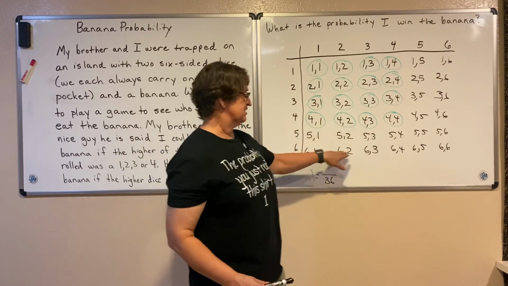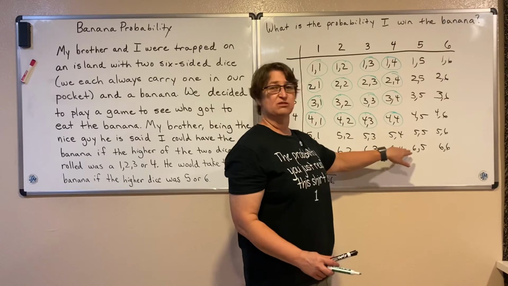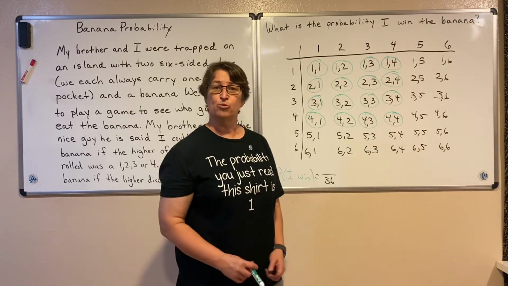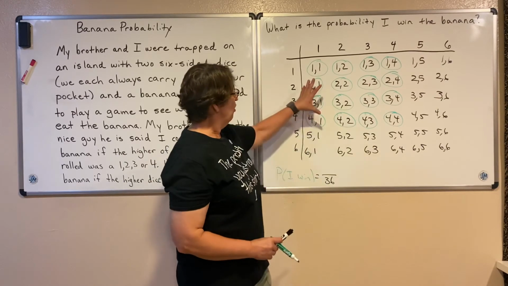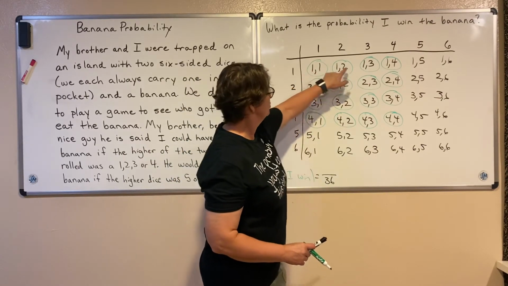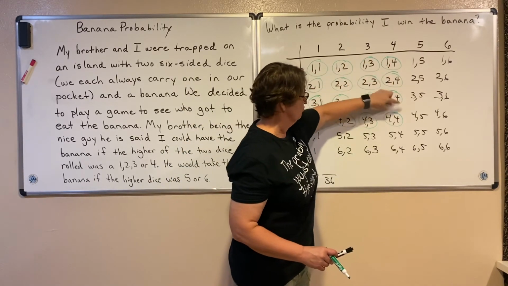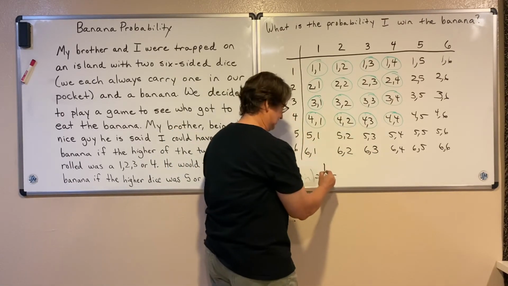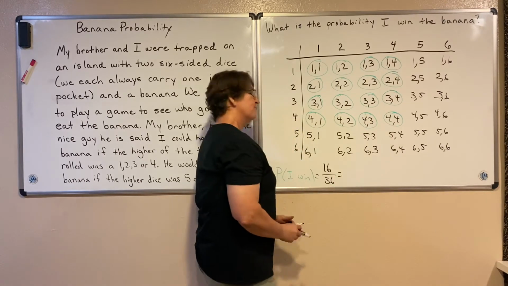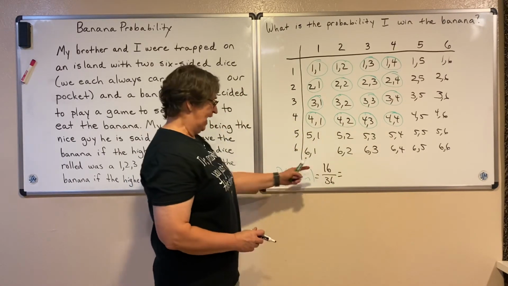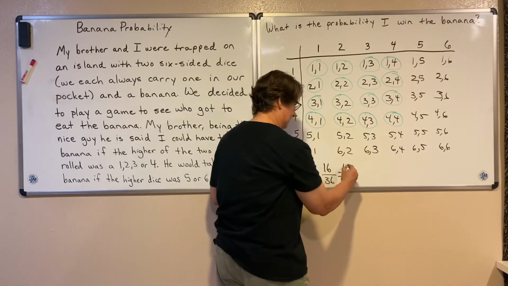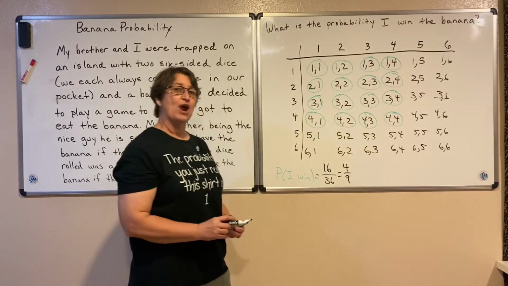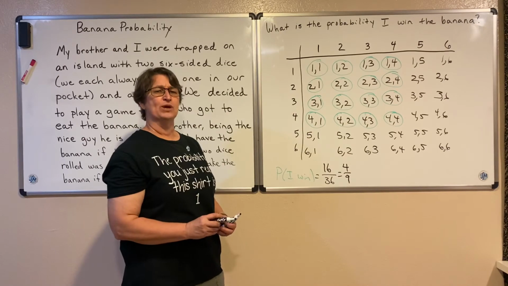In the last row, 6 is the biggest every time. Oh, my brother wins all of those as well. So I win, well, 1, 2, 3, 4 times 1, 2, 3, 4. I win 16 out of the 36 times. Or we could reduce that. 4 goes in there 4 times, and 4 goes in there 9 times. So 4 out of 9 times, I'm going to win.